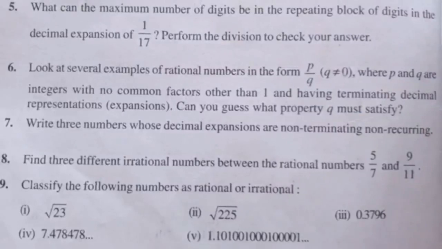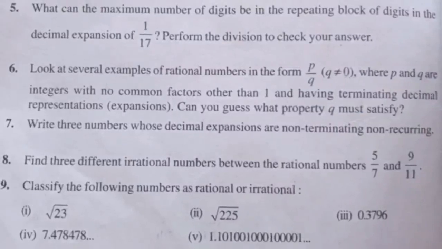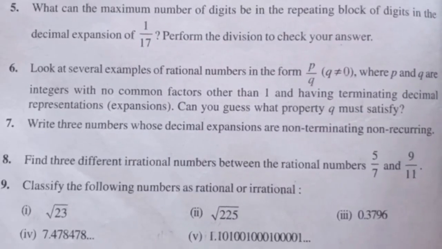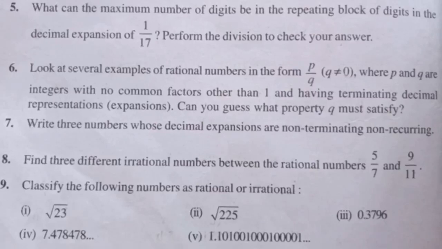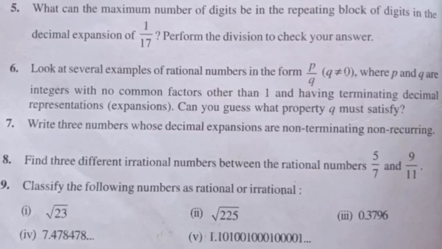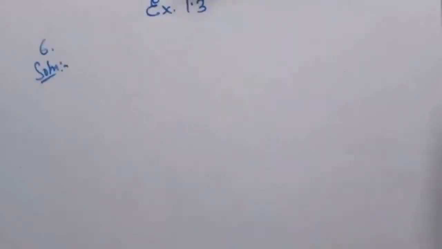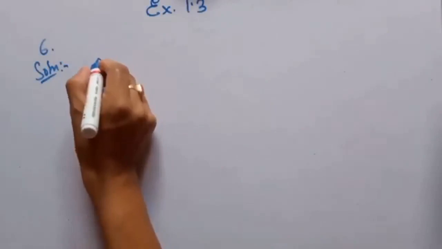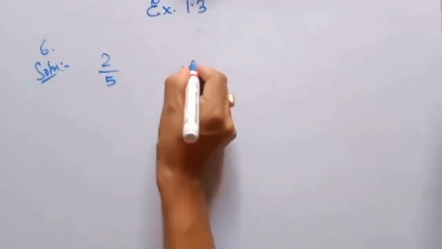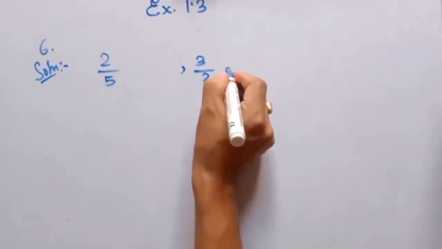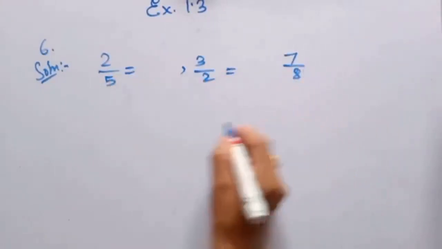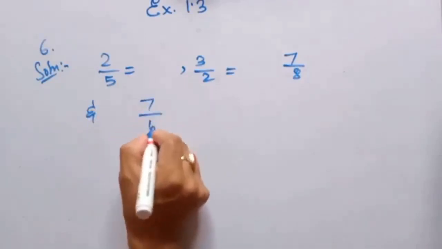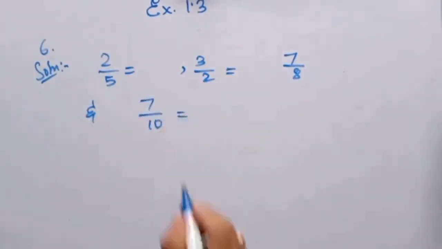Next, exercise 1.3, question number 6. Look at several examples of rational numbers in the form p by q, where q not equal to 0, where p and q are integers with no common factors other than 1 and having terminating decimal representations. Can you guess what property q must satisfy? To answer question number 6, let us take up 4 numbers: 2 by 5, 3 by 2, 7 by 8, and 7 by 10 as our example.